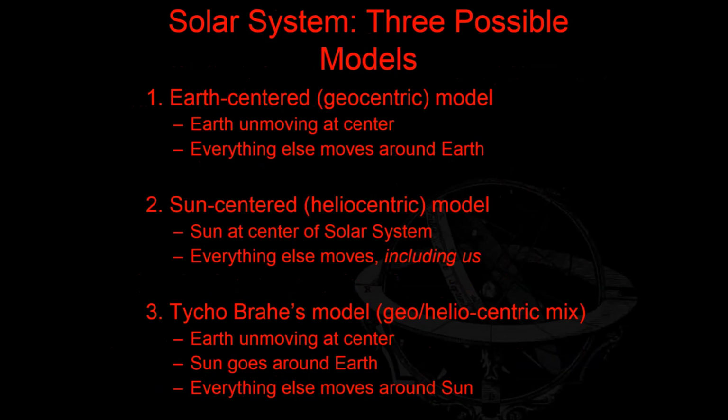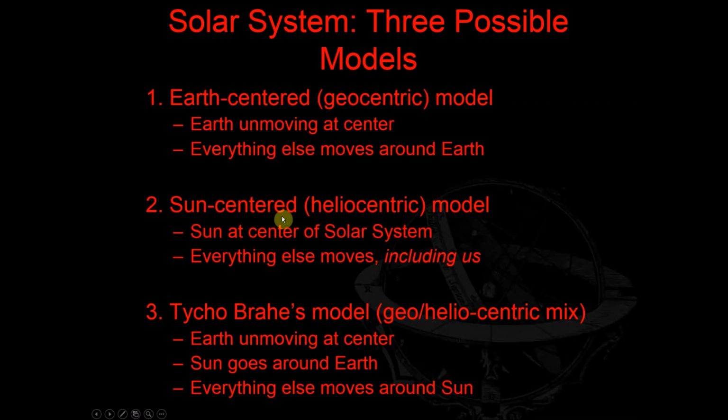And, of course, people decided, well, maybe the model is wrong. Maybe the way we're thinking about our solar system is incorrect, and there's another way that it's actually structured. So, multiple models popped up. There was the traditional Earth-centered geocentric model. The Earth stays unmoving at the center of the solar system, and everything else moves around the Earth. This makes logical sense if we look at the sky, of course, and see the sky moving.